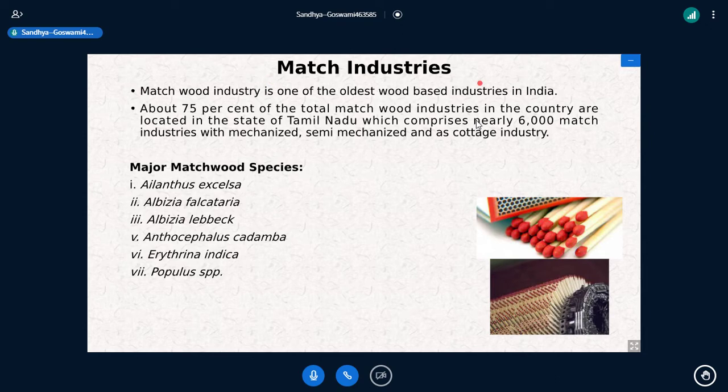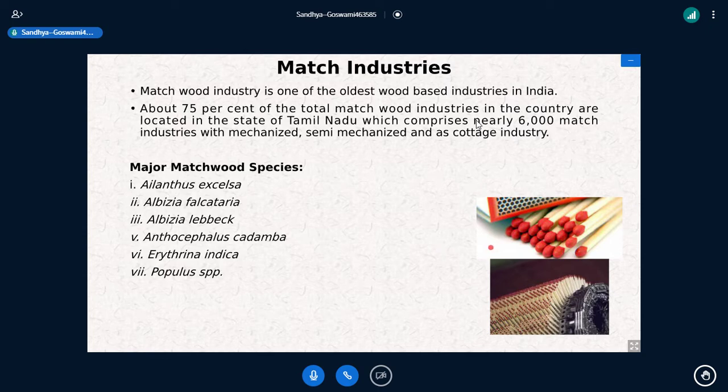Then another industry is the match industry. And match wood industry, if we say, you know, it is one of the oldest wood-based industries in our country. Match wood, one of the oldest wood-based industries, right? Ye jo wooden portion hai iska, aur iske upar to phir hum ye chemical laga dete hain, we used to put chemical, right? And this is the wooden portion.